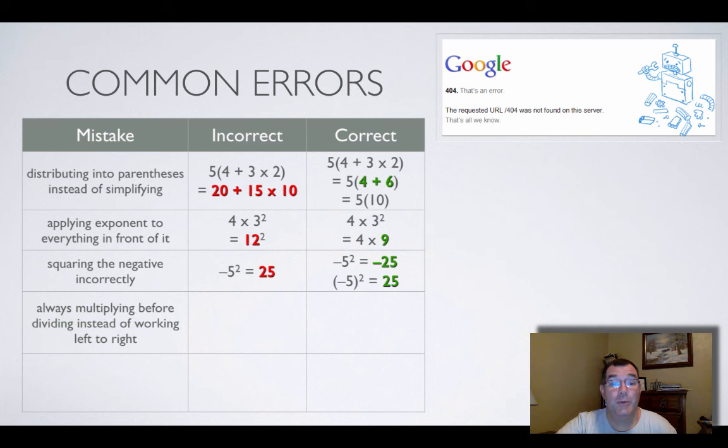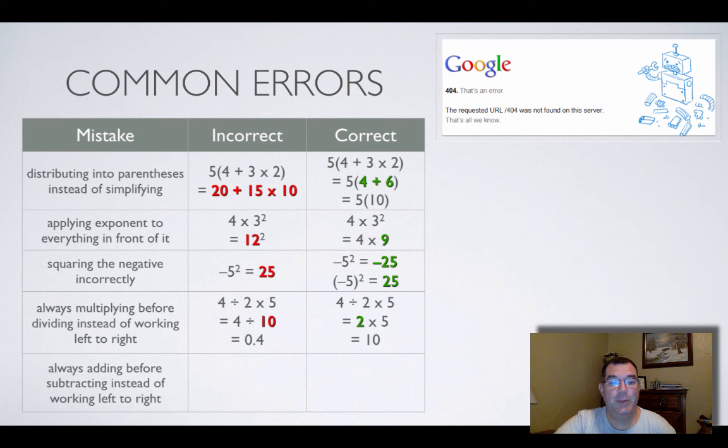Also, people will multiply before dividing. People think that the M comes before D when they're actually at the same level. Multiplying and dividing are at the same level. So 4 divided by 2 times 5, you don't do the 2 times 5 first. They're all at the same level, so you work from left to right. You do the 4 divided by 2 first, and then you multiply that by 5.